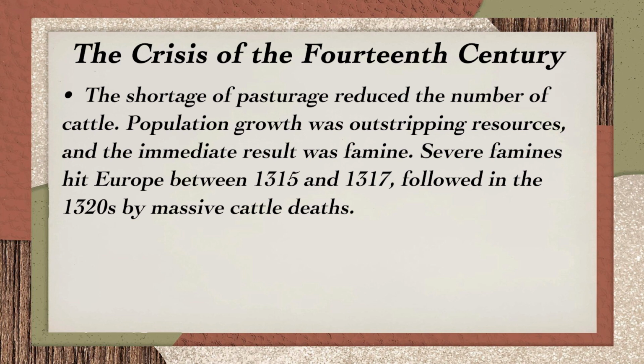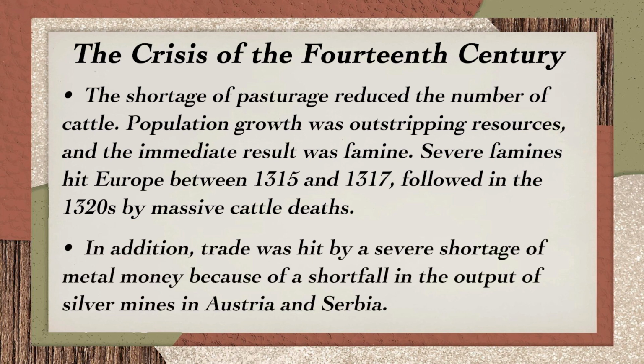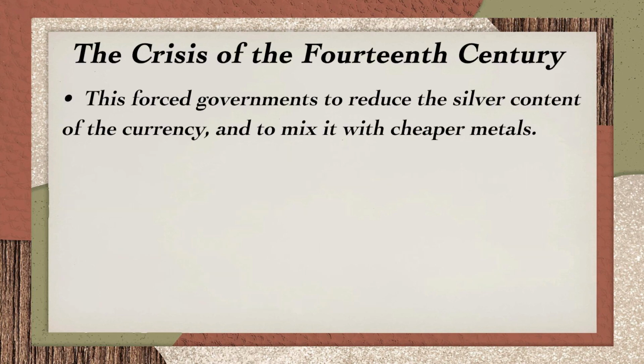Severe famines hit Europe between 1315 and 1317, followed in the 1320s by massive cattle deaths. In addition, trade was hit by a severe shortage of metal money because of a shortfall in the output of silver mines in Austria and Serbia. This forced governments to reduce the silver content of the currency and to mix it with cheaper metals.